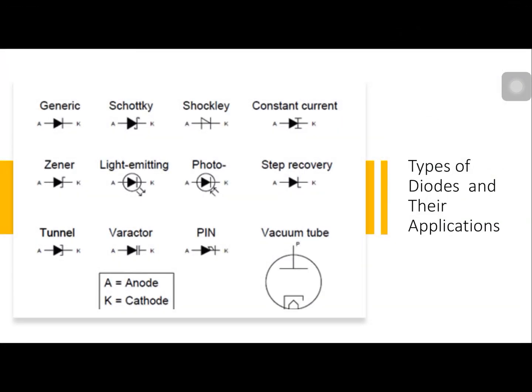Hello friends, today we are going to discuss types of diodes and their applications. Now diodes are two terminal electronic components that conduct current in one direction. That means they offer low resistance in one direction and high resistance in the other direction. So they can be considered as the electrical equivalent of a check valve. There are many types of diodes. Out of that, we are discussing a few in this video.